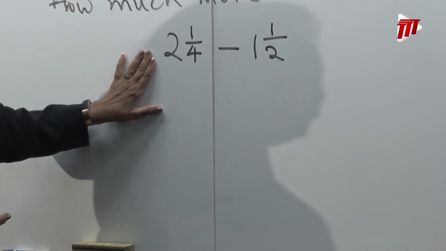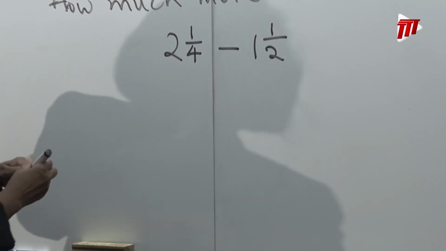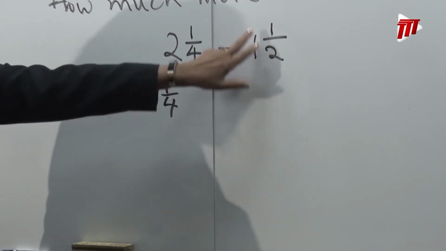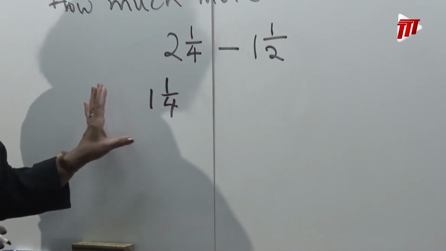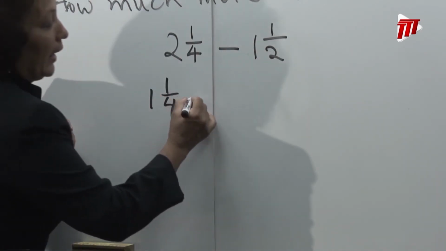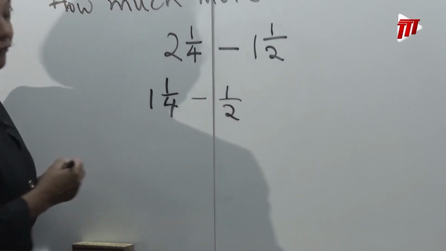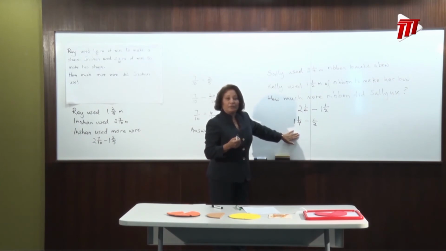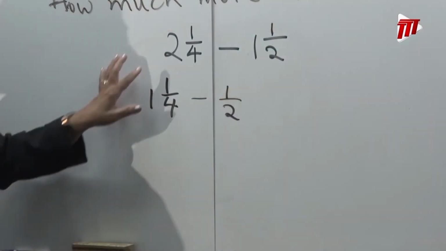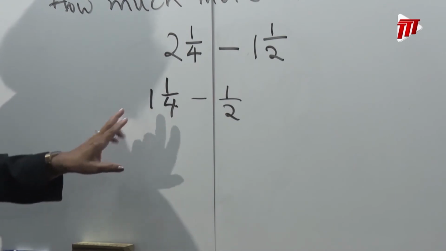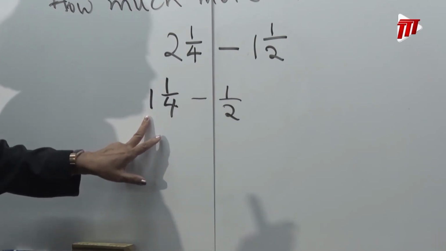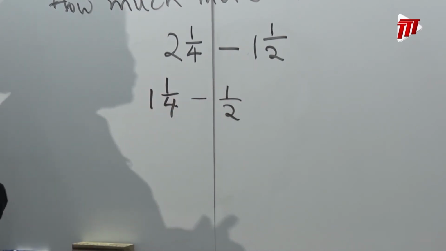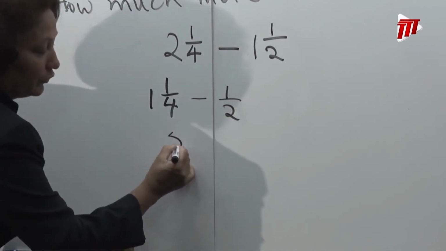So 2 minus 1 would give me 1¼. So that would take care of the 1 that I have here. I've already done the subtraction of the 1, and I'm going to minus a half. We know how to deal with mixed numbers. In your mixed numbers, what we try to do is get them in fraction form. Now 1 is how many quarters? 4 quarters, and 1/4 would give me 5 quarters.